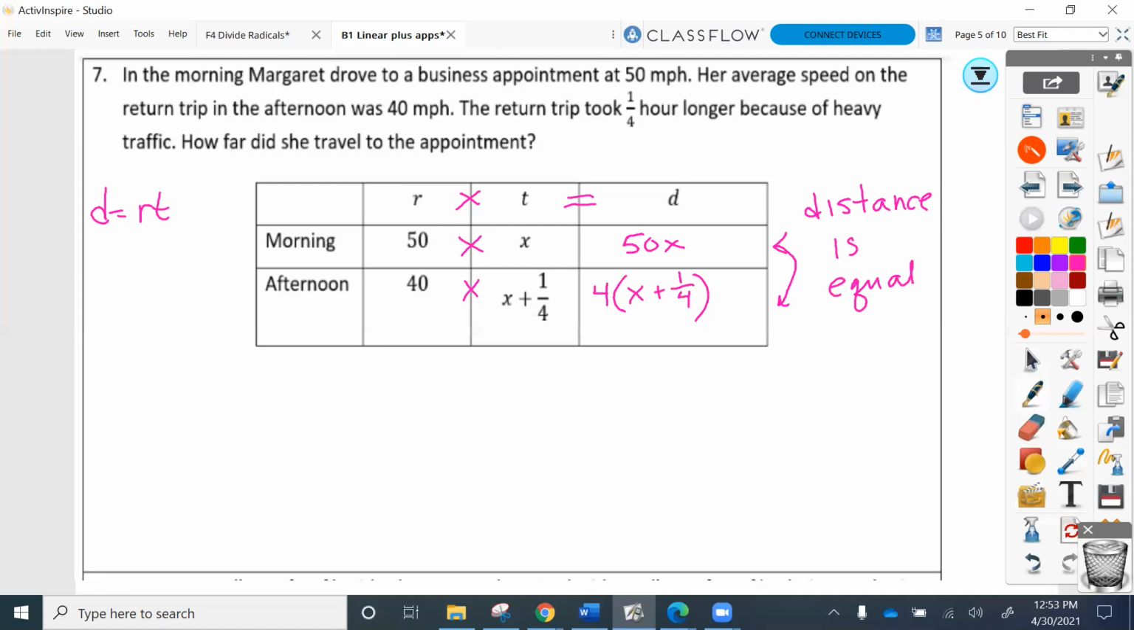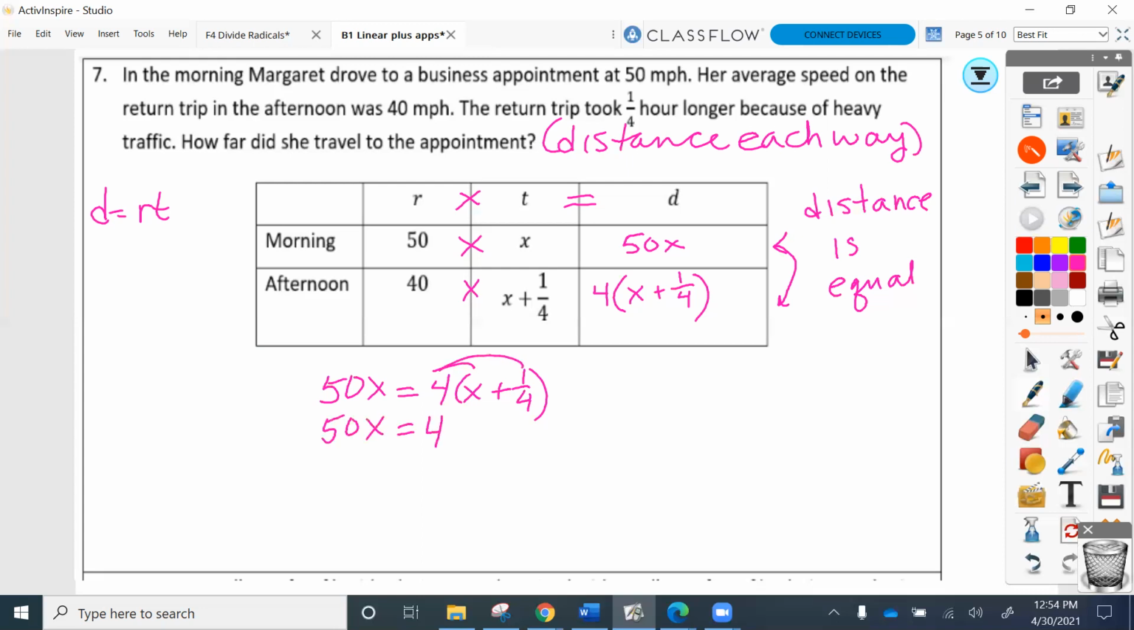And what we want to know is what that distance was. So if we put 50x equal to 4x plus 1/4, notice there's only one variable. If we found x, then we could multiply it by 50 and figure out what the distance is, right? Because that's what they're asking you for. And really, they're asking you for not the whole distance, but the distance to get to her appointment. We're just going to solve this equation.